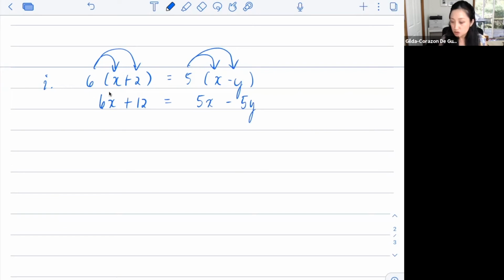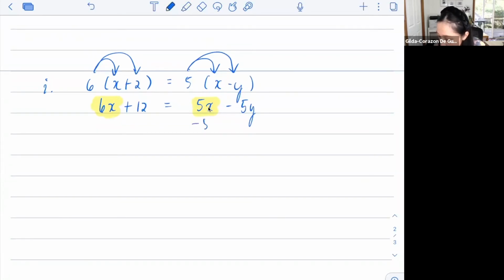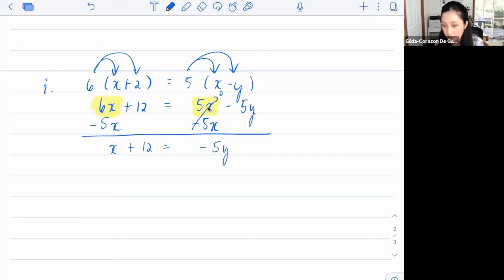Now you want to have the x on one side. You have 5x over here, and you've got 6x on the left-hand side. So the only one that you want to get rid of here would be the plus 5x. To do that, you minus 5x on both sides. Minus 5x here, minus 5x there. And therefore, you've got 6x minus 5x is x, plus 12 equal to, that becomes 0, but then you've got the minus 5y over there.